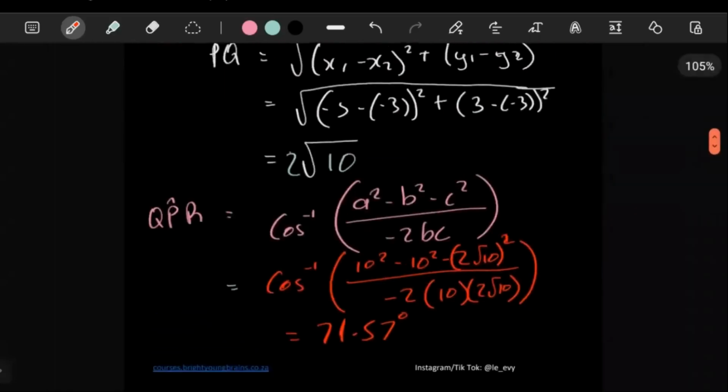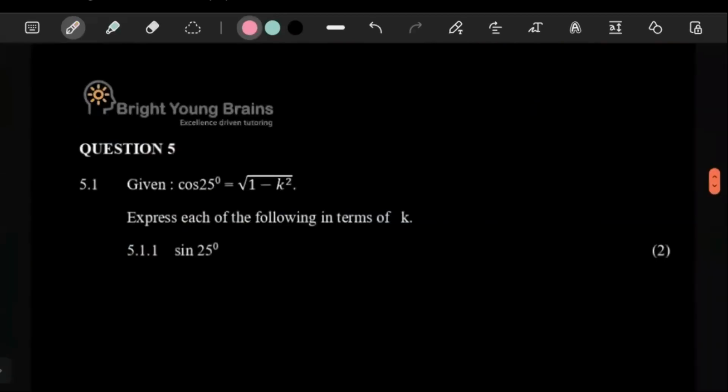Okay, this is all good. We can move on to question number 4. Question number 5. Things are getting interesting. We have a Euclidean geometry question. No, trigonometry, bro. Come on. So obviously the trigonometry course, right?